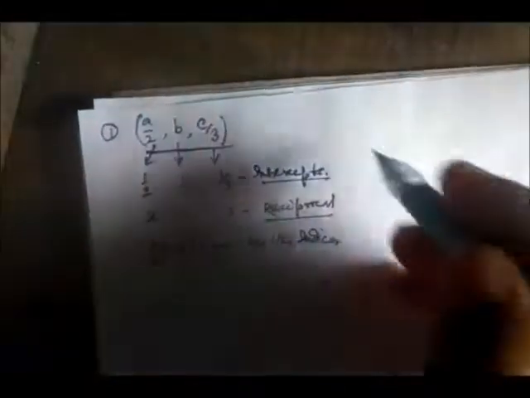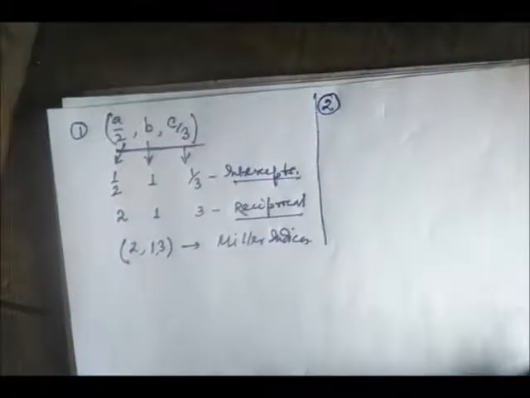So 2, 1, 3 is the Miller indices for the plane which intersected this fractional intercept. Now for the second example, the plane which intercepts at 2A, B, 3C point.